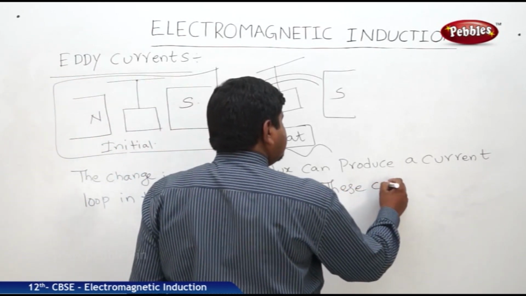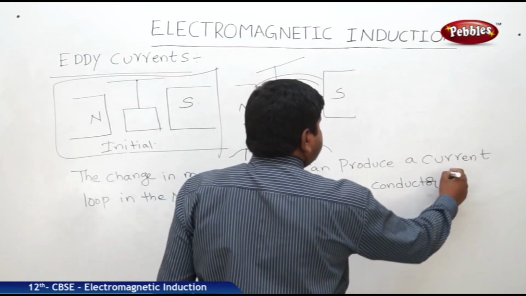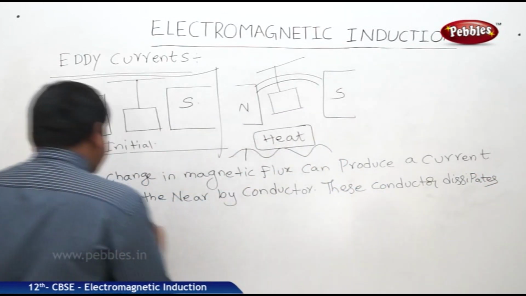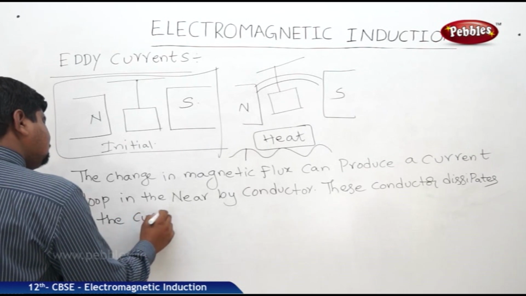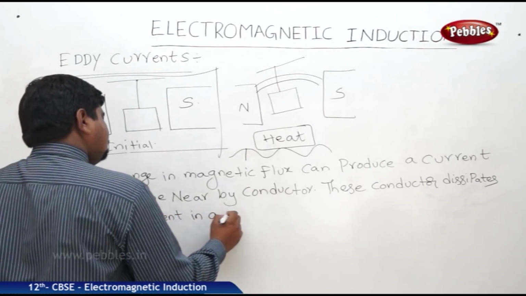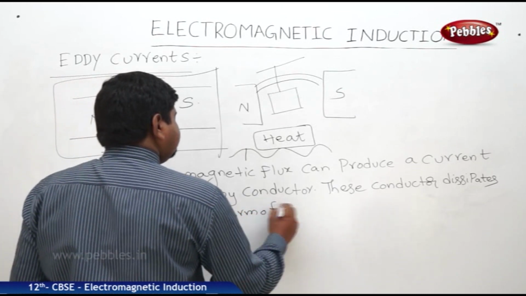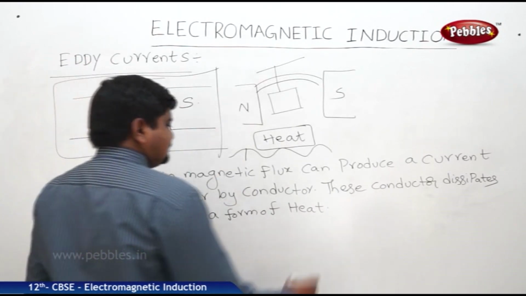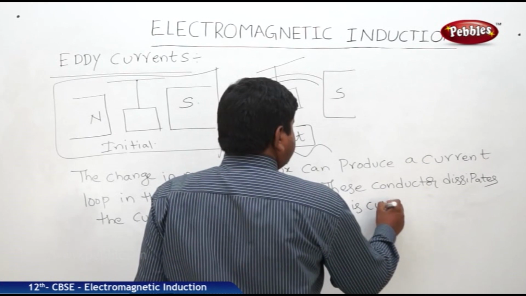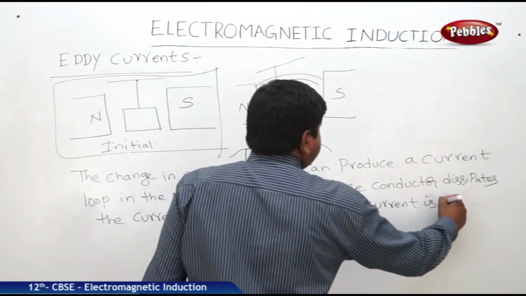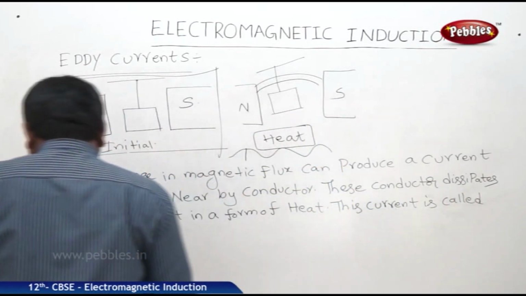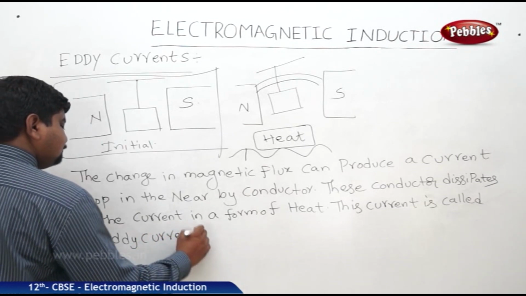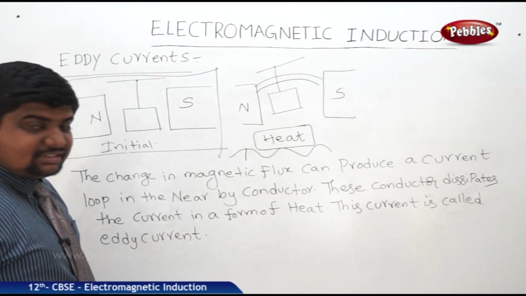These conductors dissipate the current in the form of heat. These types of currents are called eddy currents. This current is called eddy current. The concept of eddy currents was discovered by Foucault.